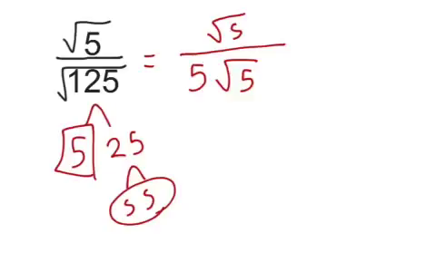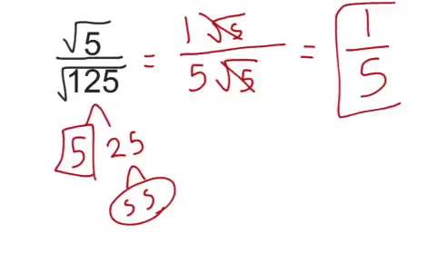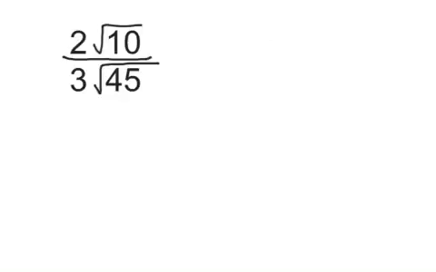Does anything cancel out here? The square roots. These cancel out. So you're left with 5, and there's an imaginary 1 in front there. So I'm left with 1 over 5. I don't have any radicals in the denominator, so I'm good to go.